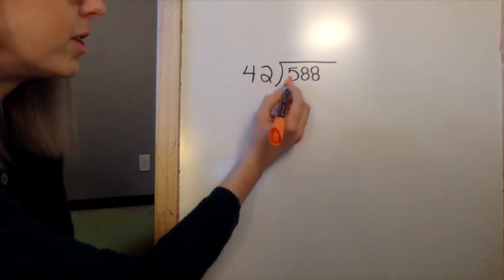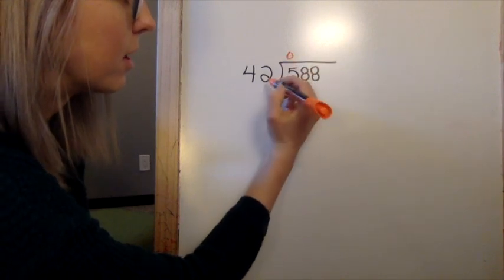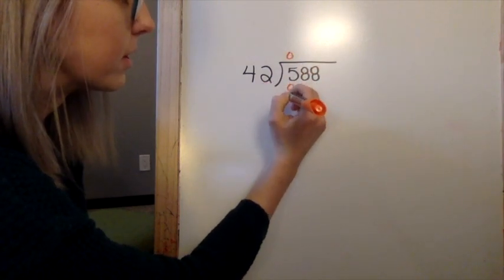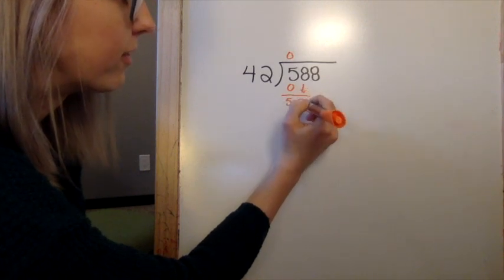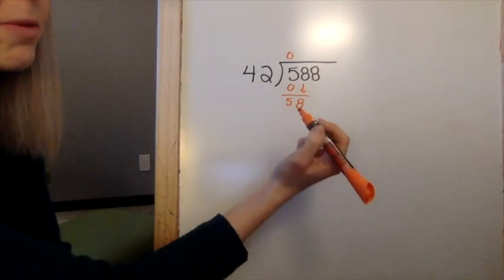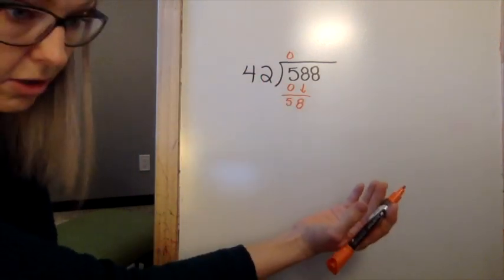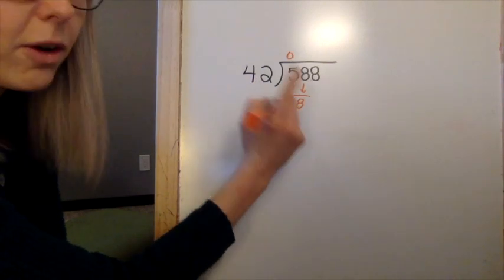So 42, we're going to look at it. Does it go into 5? No, 0 times. 42 times 0 is 0. Obviously, it doesn't, so we're going to work with this 58. Now, you don't have to do this step, but I'm doing it because I'm showing you this is the same as single digit multiplication or division. So 42 goes into 58 one time.